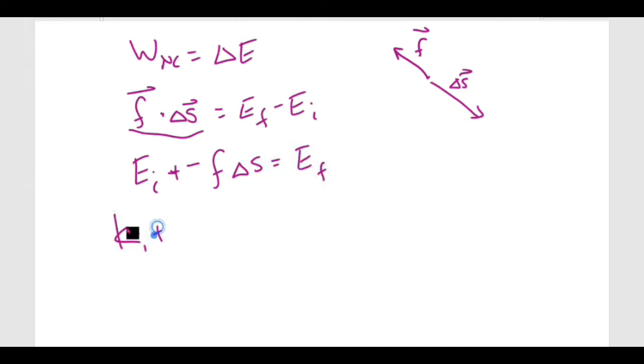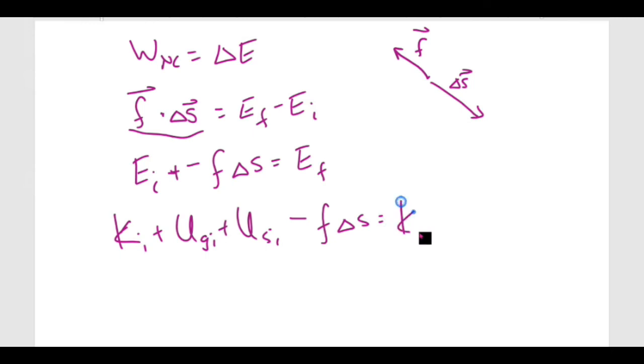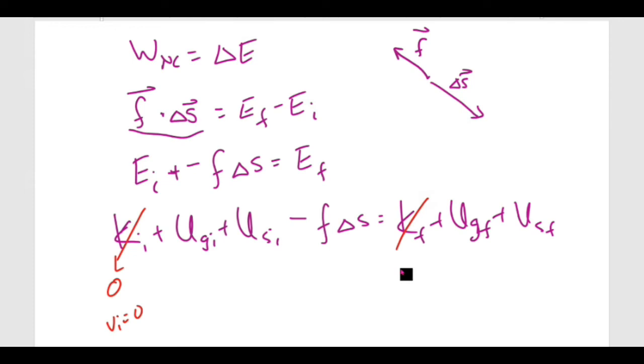We have our initial kinetic plus our initial potentials, minus our friction times delta S, is equal to K final plus UG final plus US final. Now we get rid of stuff. I know this is 0 because the initial speed is 0. This is 0 because my final speed is 0. We're looking at maximum compression. My initial spring is 0 because delta X for the spring is 0.